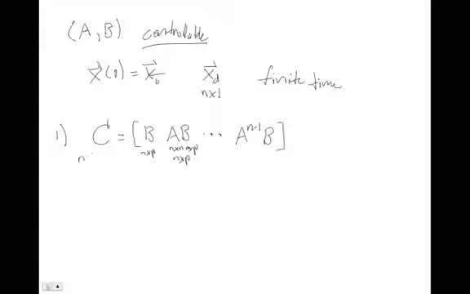So this C matrix is n by n times p. It has n rows and n times p columns. The fewest number of inputs we can have is 1, so at the smallest, this C matrix is a square matrix, n by n. But in general, it's going to have n rows and probably more columns.